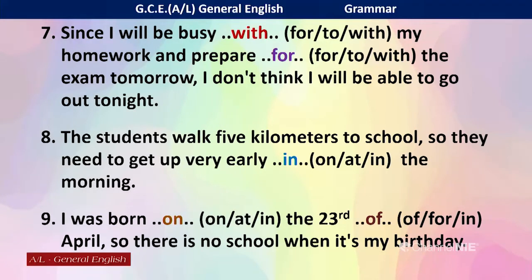The students walk 5 kilometers to school. So, they walk 5 kilometers to school. That is a good exercise early in the morning. So, they need to get up very early in the morning. Why? Because they walk 5 kilometers to school. They are getting a good exercise daily.